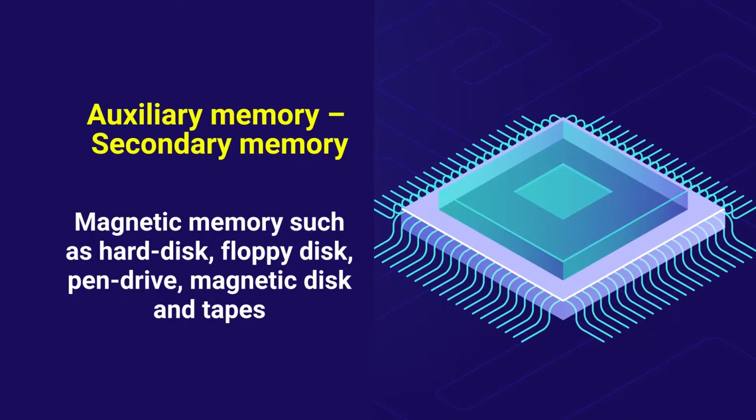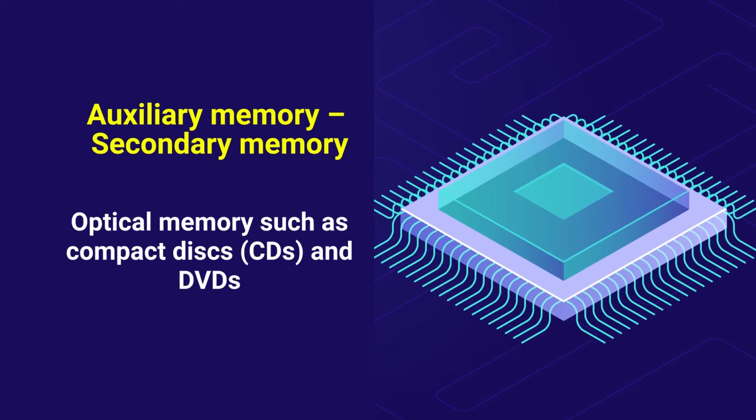But the important point here is that they are non-volatile memory. That means there is no issue with these devices in terms of storage of data. Even if the power is off, we can still access that data at a later stage. These devices may be magnetic devices or optical devices. In the case of magnetic devices, we may have hard disks, floppy disks or pen drives, or in terms of optical memory, we may have compact disks, CDs, DVDs, etc.